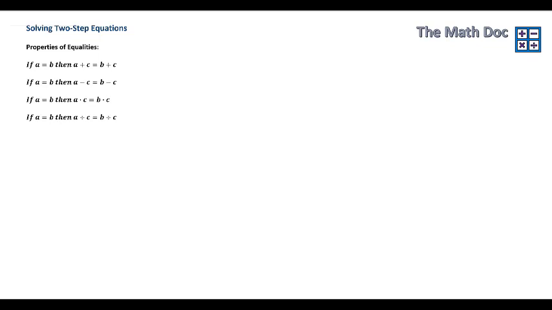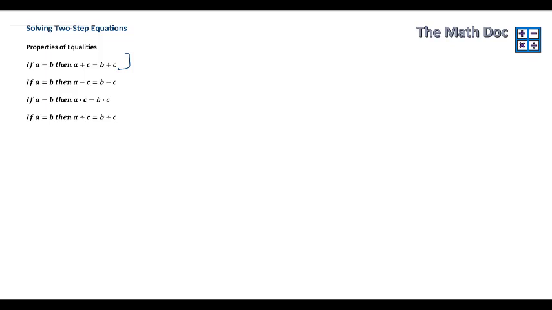So before getting into two-step equations, let's just review properties of equalities. We looked at these in the previous video, which will be linked below in the description. We are talking about the addition property that you may remember, where if A equals B, then we can also say that A plus C equals B plus C. So we can add the same number or the same variable to both sides of the equation, and the equality will continue to hold true.